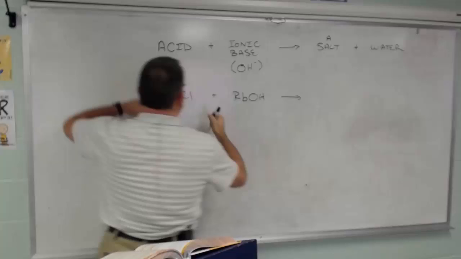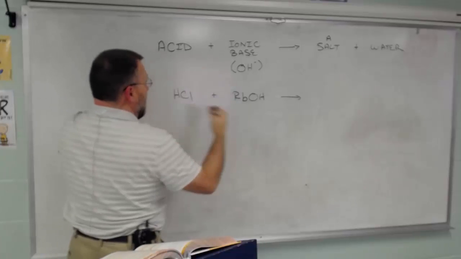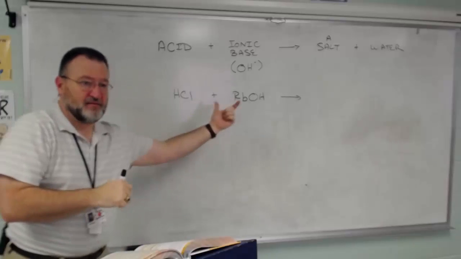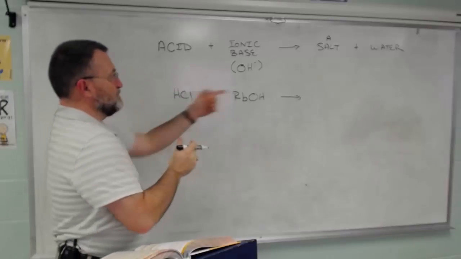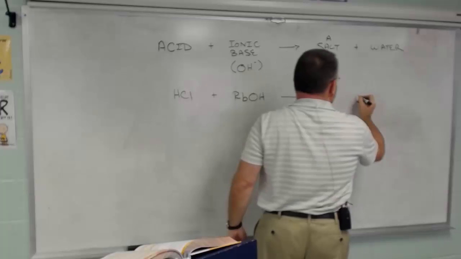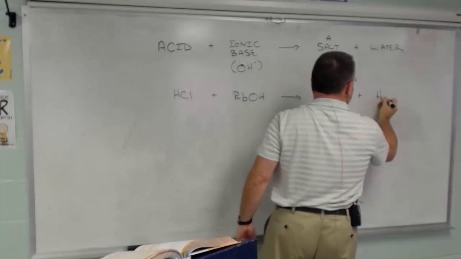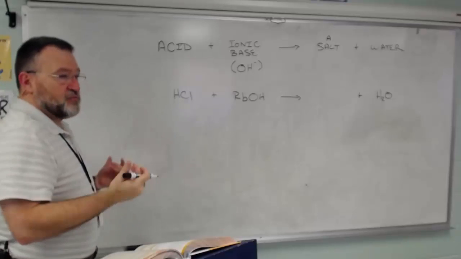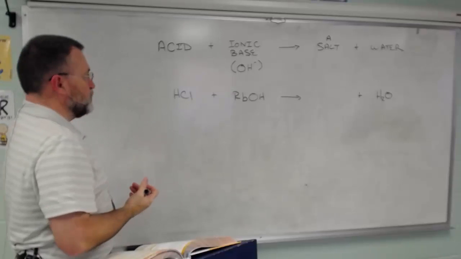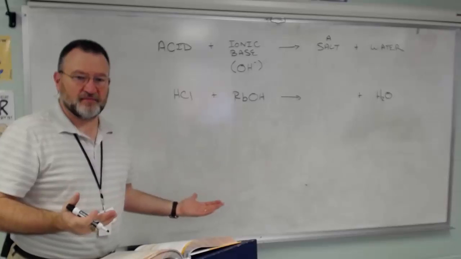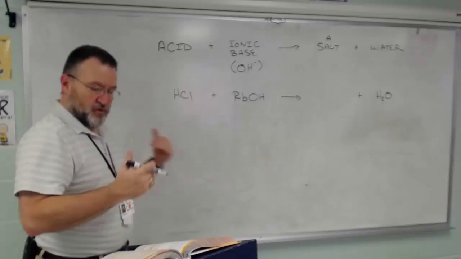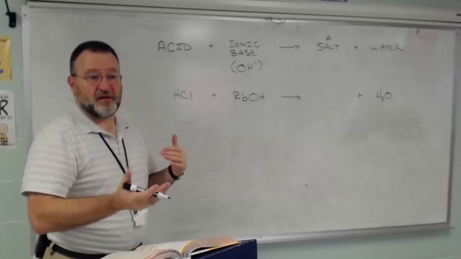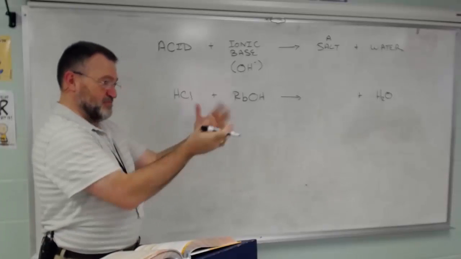I have an acid. I have an ionic base, which has the hydroxide ion within it, and it's going to form a salt and H2O. So the only part I really need to figure out is what the salt is going to be. What I'm going to look for is the two components that are not part of our acid-base reaction.